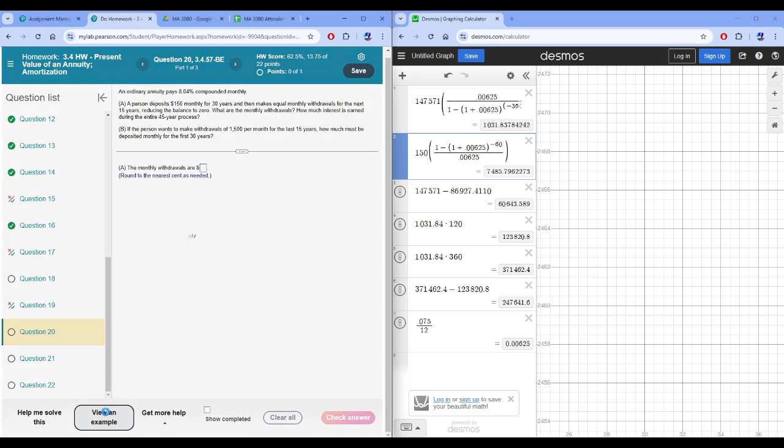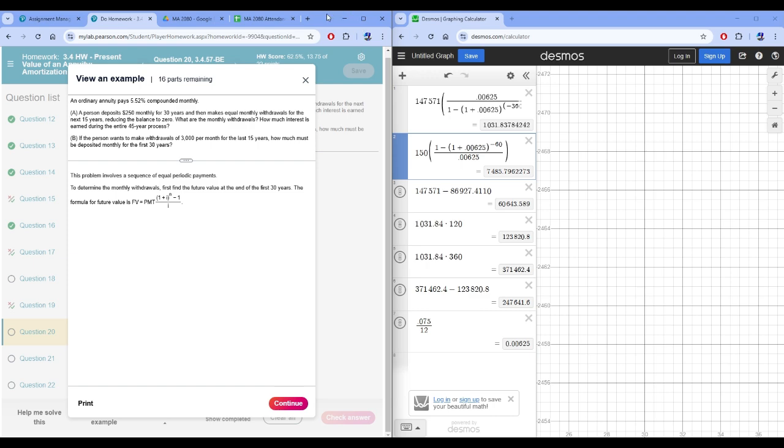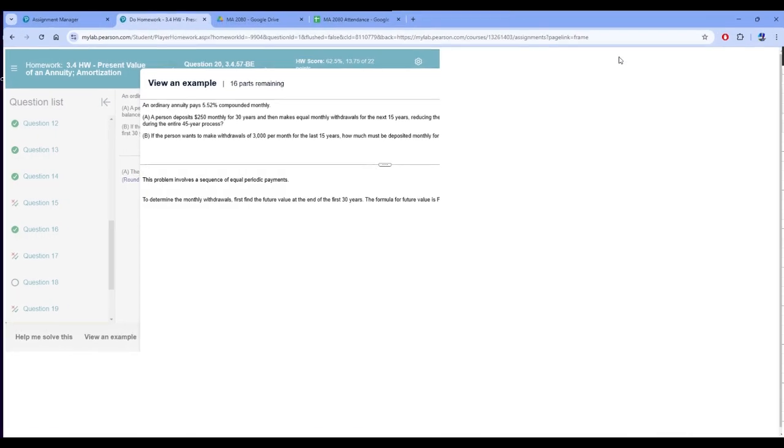Oh my goodness, guys. I'm just looking at this question. It just has so many steps. First, you've got to find out how much money the person saved after 30 years: $150 a month for 30 years, making 5.2% interest. I'm going to read the review example because this is a little crazy.